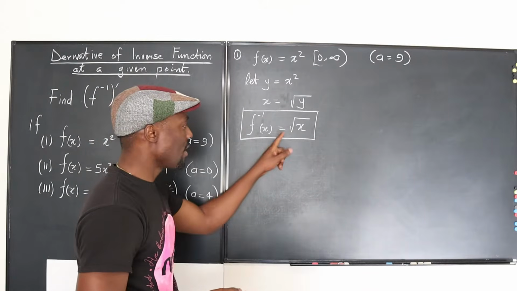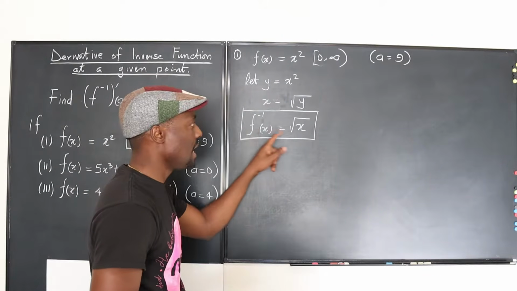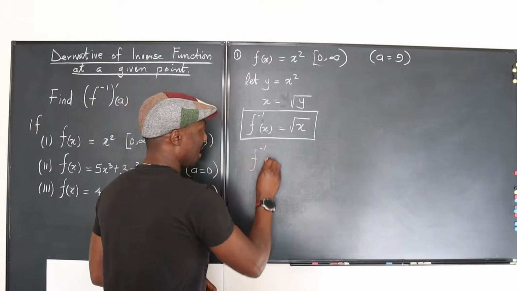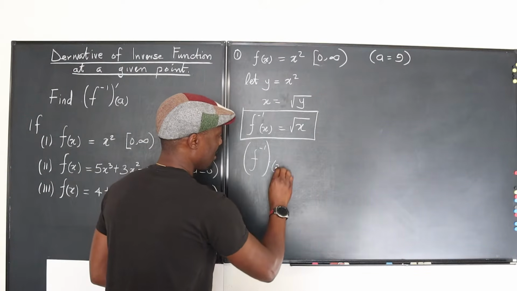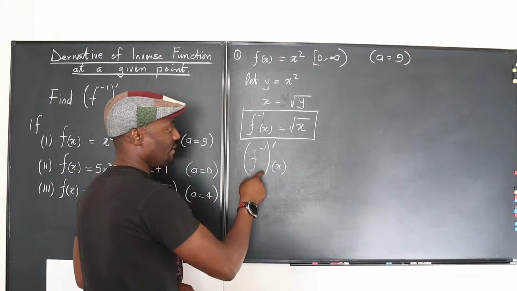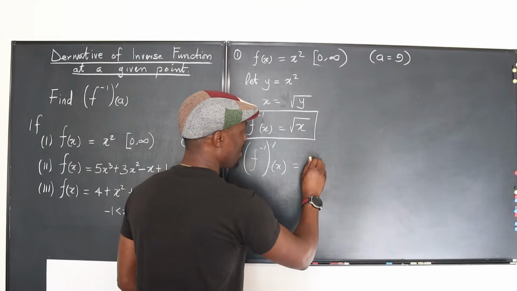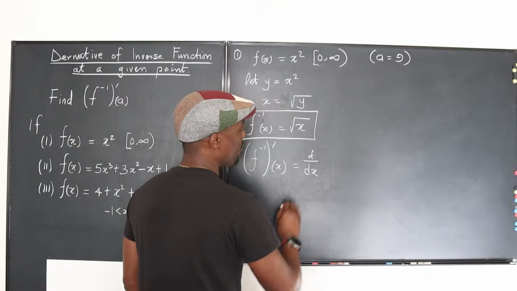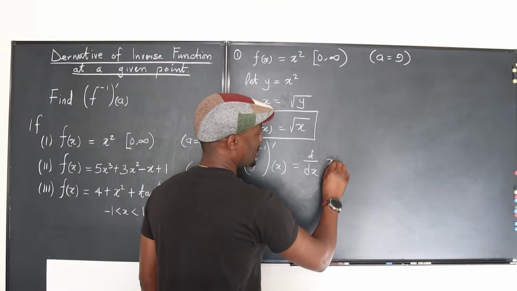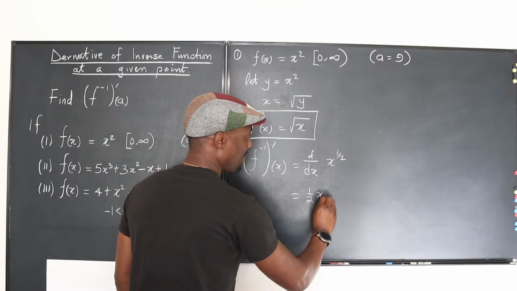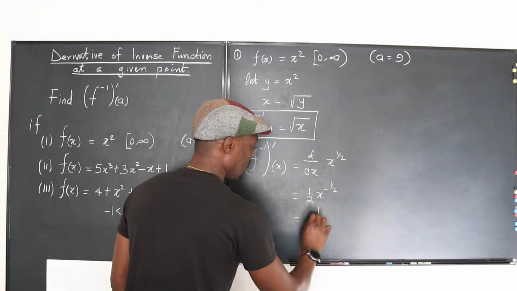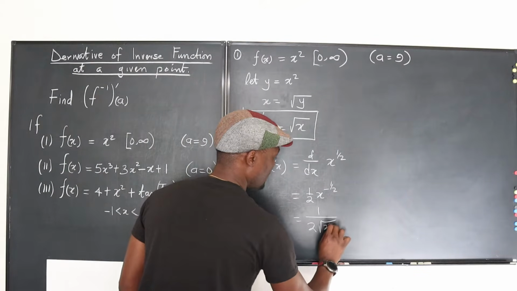Okay, so do I know how to take the derivative of this inverse function? Yes, because I can say that f prime of x, we take the derivative, let's put it this way, the derivative of this will be equal to d dx of the square root of x, which is x to the 1/2. To differentiate this, the 1/2 comes down, and then you have x to the -1/2, which is equal to 1 over 2 square root of x.